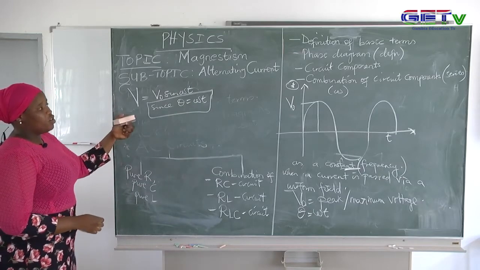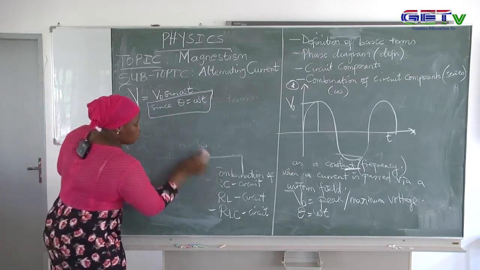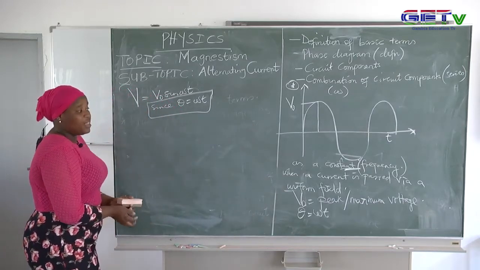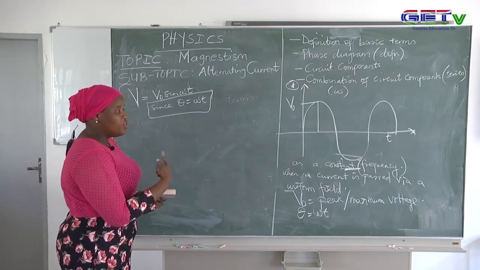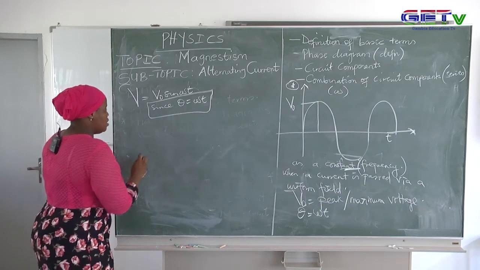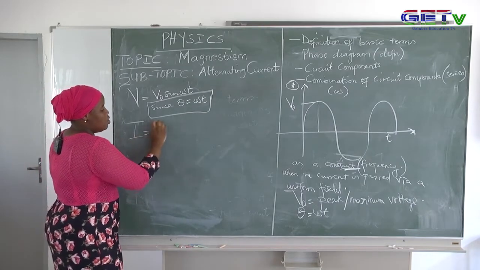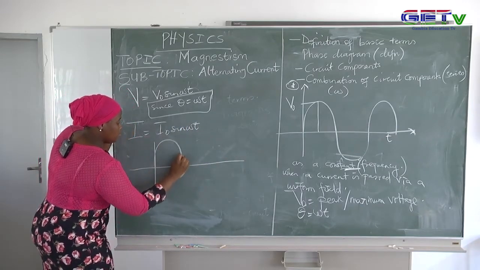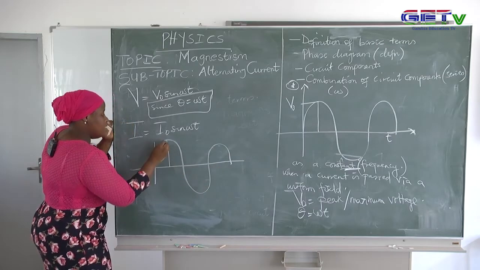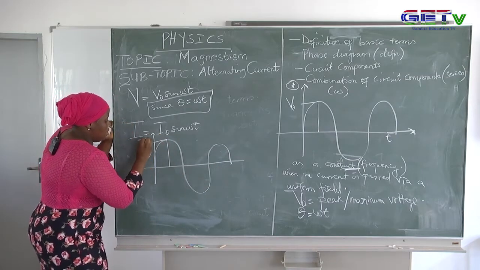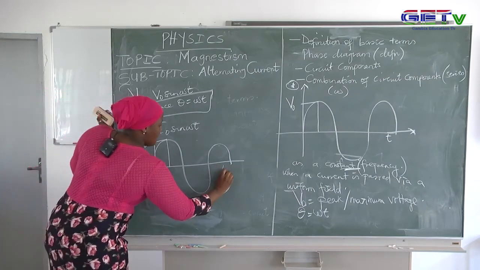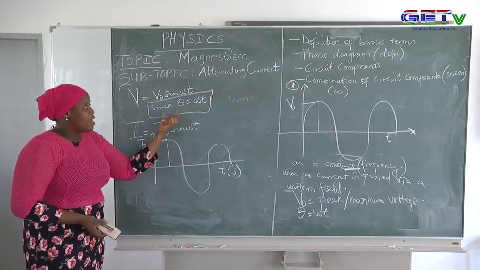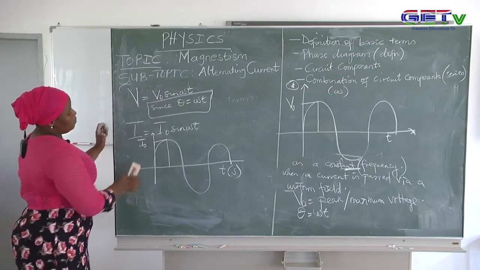So we are done with the voltage, and the same thing applies to the current. The current will also be alternating due to the uniform magnetic field and the coil being rotated at a constant frequency. So we will have I equals I naught sine omega t. And that graph can also be drawn as something like this, where I naught refers to the peak or maximum current, and this is time t. So the current at any instant is given as I naught sine omega t. And I showed you how that omega t was obtained. Good.